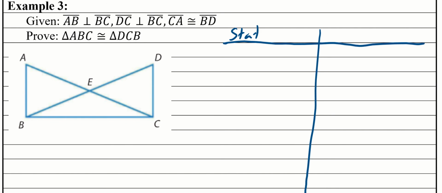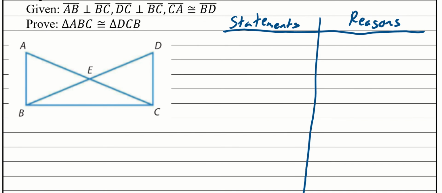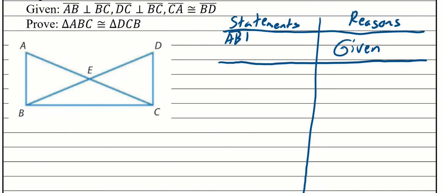Move this over here. Okay, I'm not going to worry about looking at how to work through this proof just yet. I know I just want to get the basics down, so I'm just going to get my first statement here, given. And then what do I know? Well, I'm told AB is perpendicular to BC. I'm also told DC is perpendicular to BC. And then I'm told CA is congruent to BD.